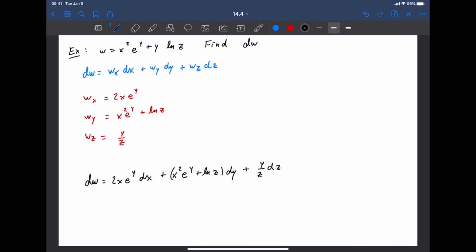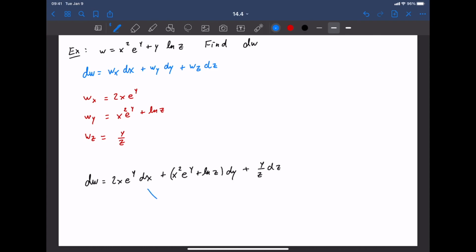Okay? Now, one more thing. I think it's unclear so far why this would be useful. And it's because I haven't really plugged in anything yet. So what are we picturing for dx and dy and dz? Well, the differential is only useful if dx, dy, and dz are small.